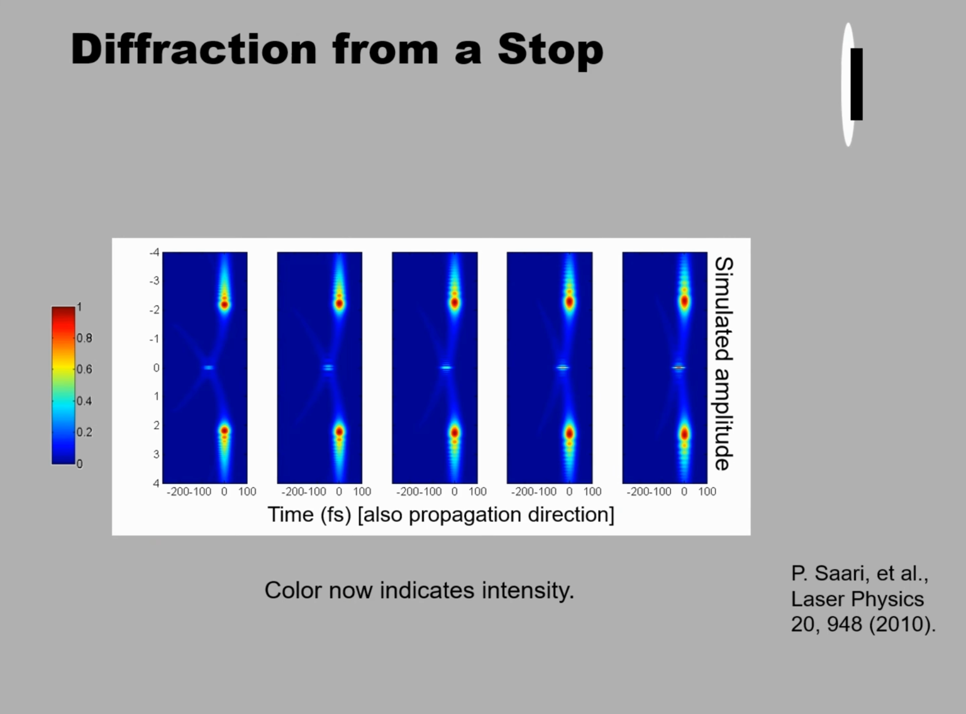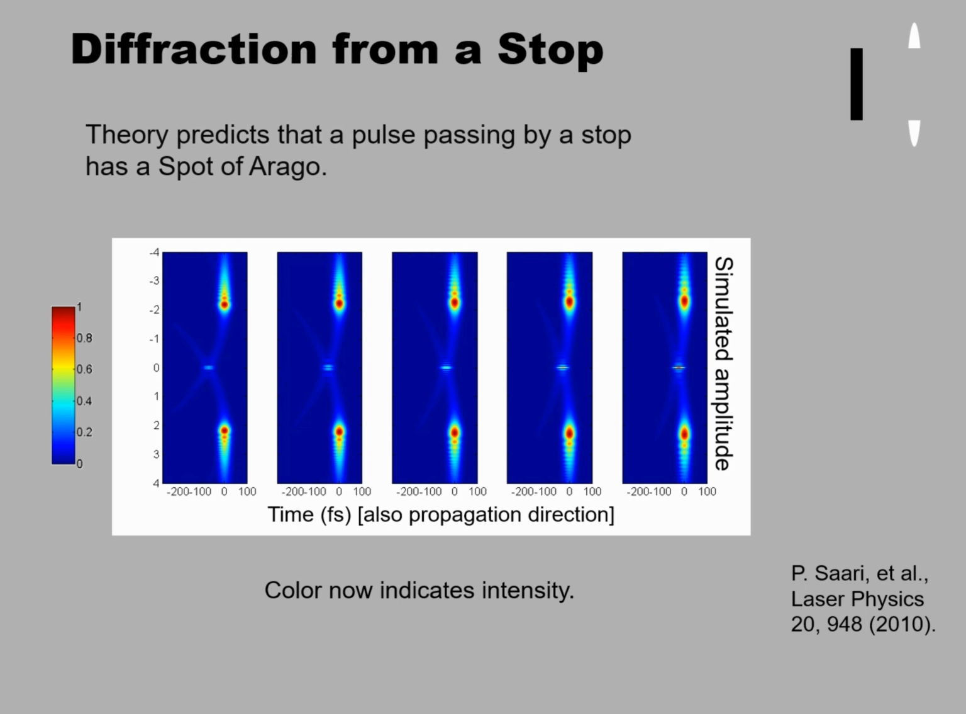Another interesting optical situation is diffraction of a pulse due to a stop in the beam, which initially just creates a hole in the beam. The theory also predicts that the hole fills in from the center first, generating what's called a spot of Arago, in this case a pulse, in the center of the hole of the beam. By the way, in the next few plots, false color indicates intensity, not color.